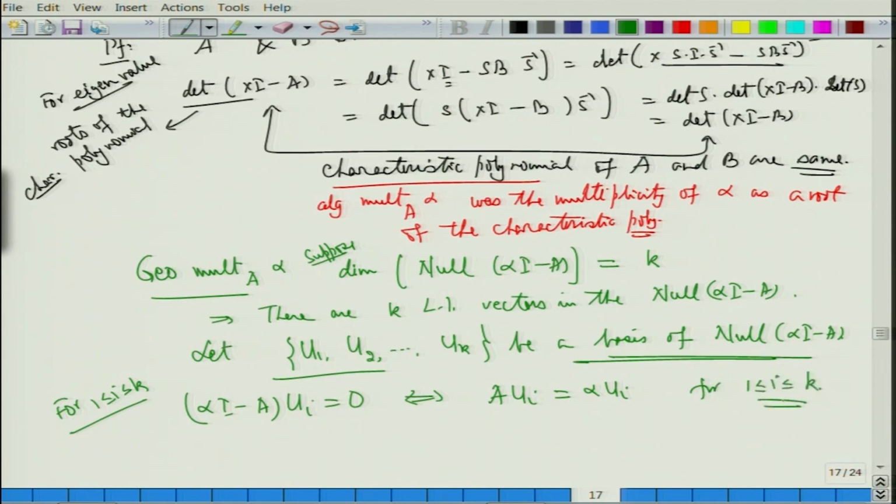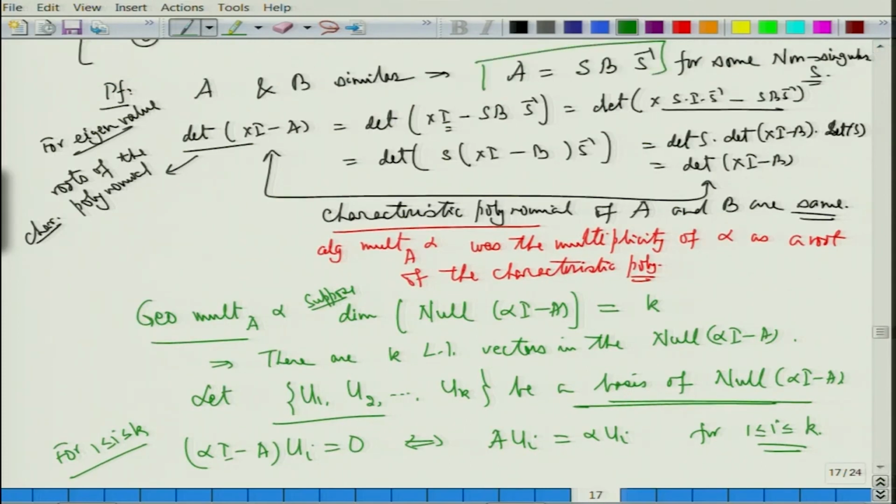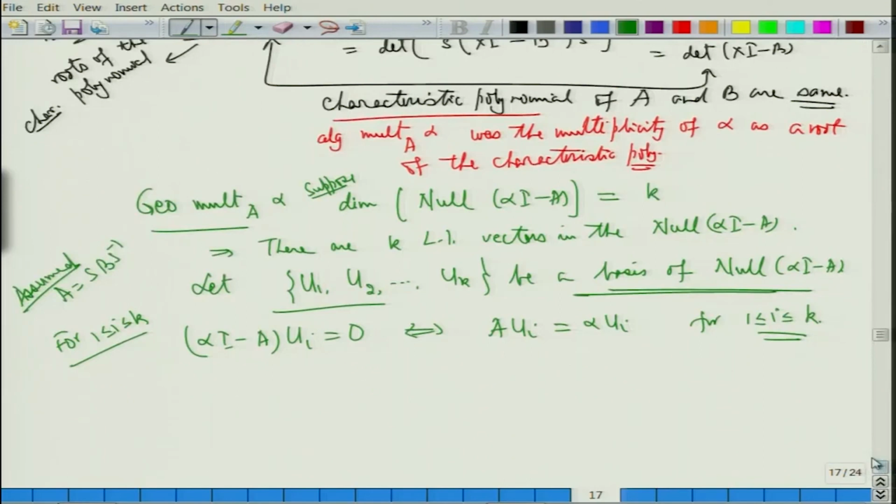Fine. From here I want to go to B. And we have assumed that A is equal to S B S inverse, all right. So let us use this idea. I know about A, I want to go to B now. So I can rewrite this: I can write B as S inverse A S. B is S inverse on the left and S on the right.